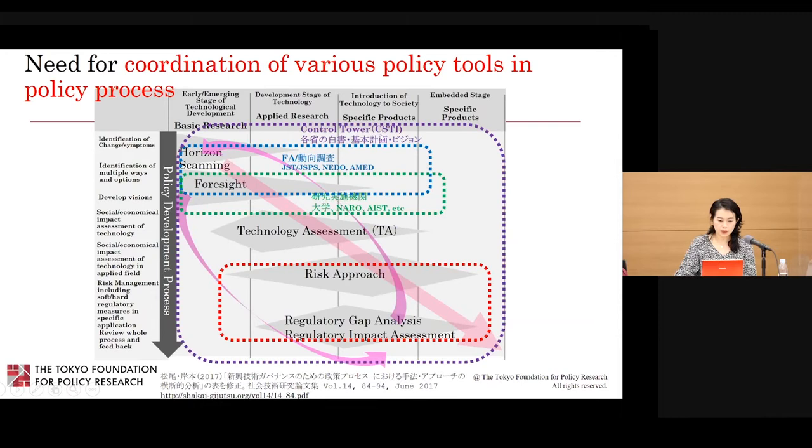And this CISTI, the so-called CISTI, plays the role of overall coordination and command tower. There are some horizon scanning and foresight activities carried out by funding agencies and research and development agencies of the ministries. But those activities are more technology focused and limited to each ministry's scope. And the result of the activity is not shared among the funding agencies or research and development agencies in different sectors.